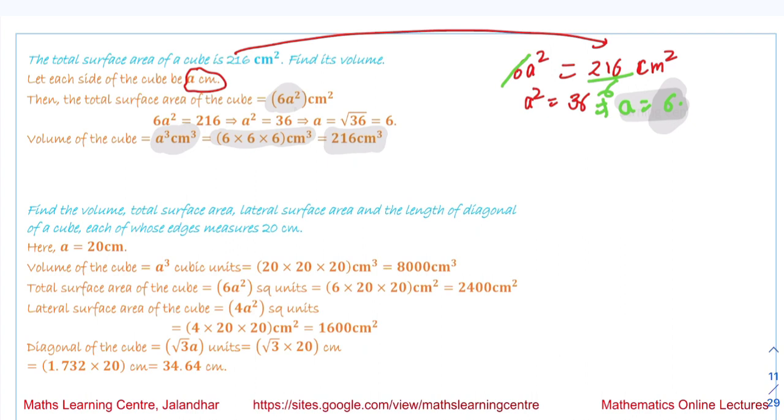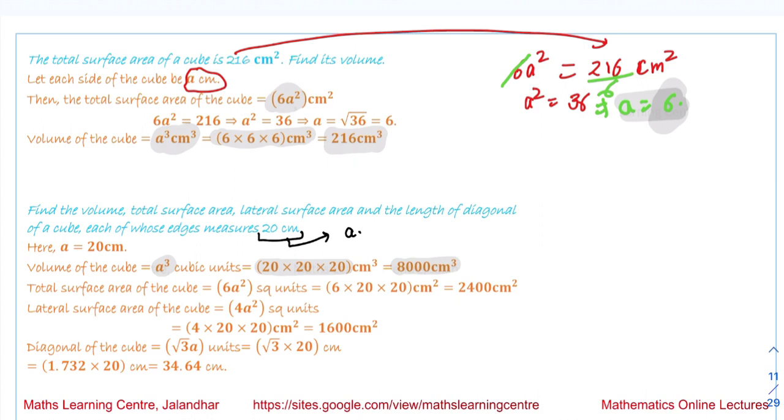Next is: find the volume, total surface area, lateral surface area and length of diagonal of a cube. Each edge measures 20 centimeter. So this 20 centimeter is the value of a, that is the side length. The volume of the cube is a cube, in cubic units. So the volume is 20 into 20 into 20, and the answer is 8000 centimeter cube.